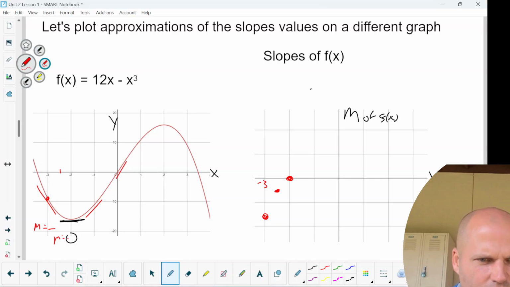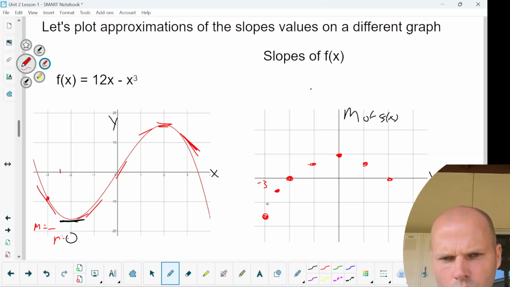And we could keep going through this process. I got less positive at -1. I got probably the most positive at 0. I got less positive at 1. I get a 0 at 2. And then at 3, I get this negative slope. And all of a sudden, I'm like, oh, cool. I just created something.